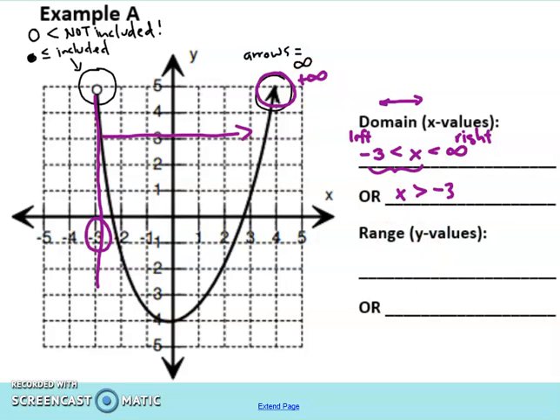All right, take your other color, pick another color. I'm going to do blue. We're going to look at range. Range is the Y values. Remember, now we're going low to high. Again, I'm doing it with my hand. You can't see it. Low to high, low to high, low to high.